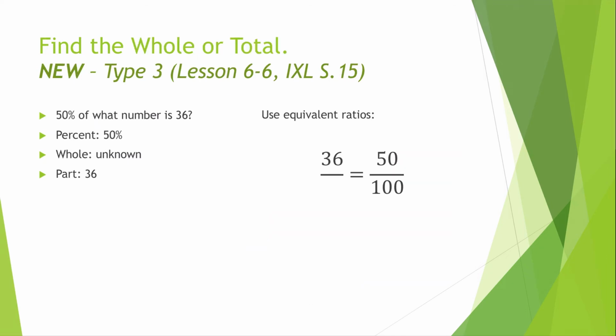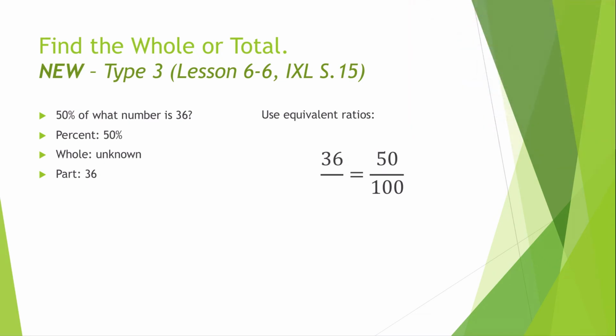Okay, here's the new stuff for this week, lesson 6.6. Now they will give you the percent and they'll give you the part, but you won't know what the whole is. It says 50% of something, of what number is 36. So the 50% is the 36, so that's why they're next to each other. The percent is 36, 50% is 36. And we don't know what we're taking 50% of, so that's why that's blank down here. We don't know what we're taking 50% of.